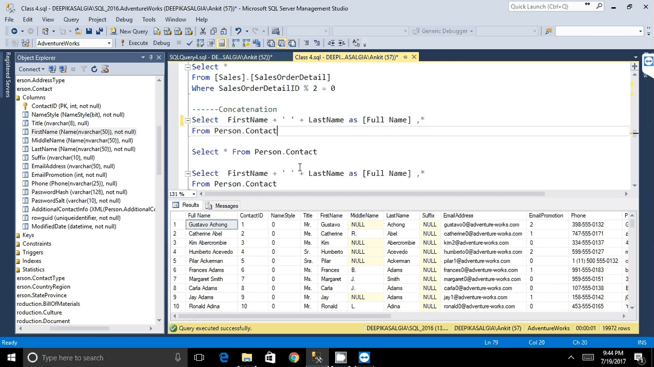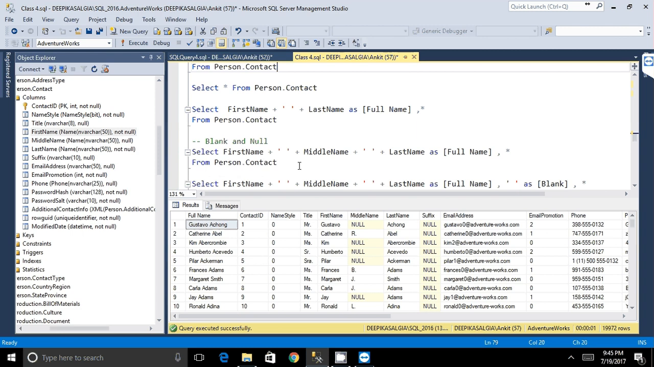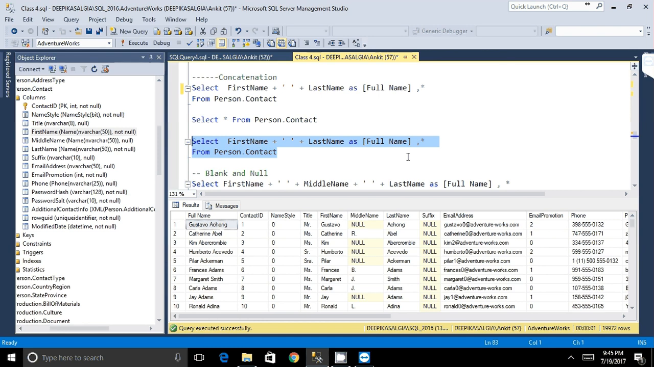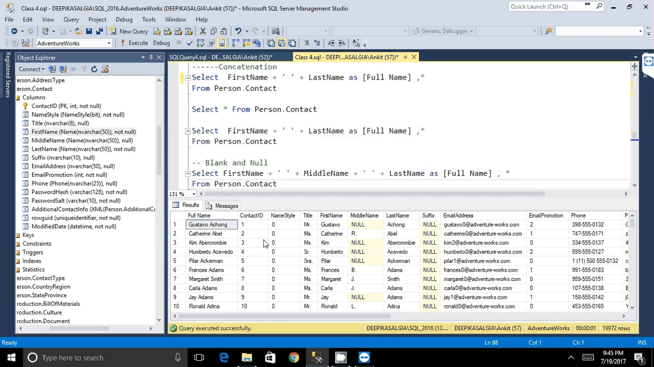Okay. Now let's see the next thing. What I want to do is I have the middle name in here. Am I missing the middle name in my query? Right. So if you have the full name, it should contain the middle name as well. Right or wrong? Right.